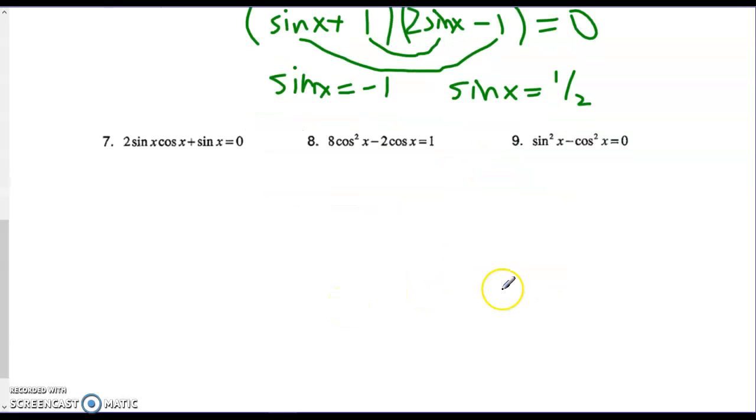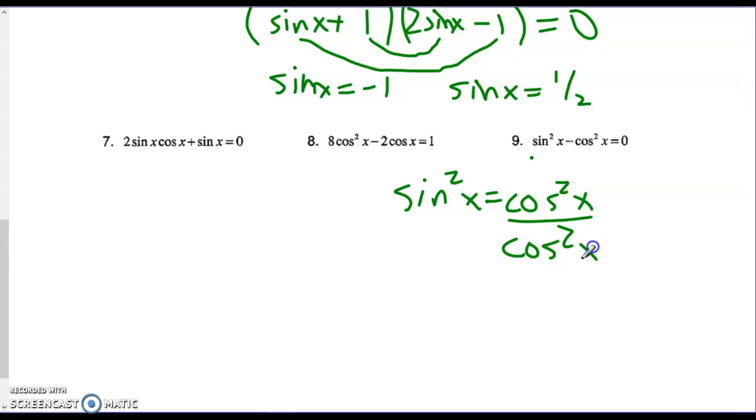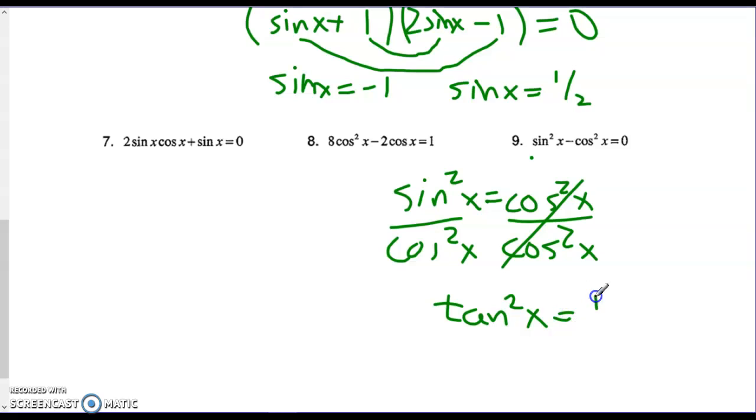And lastly, I'm going to look at number 9, which is the sine squared of x minus the cosine squared of x. What I can do is add the cosine squared of x to both sides. The reason I'm doing this is there's something clever we can do here: if we divide both sides by the cosine squared of x, we get the tangent function. We get tangent squared of x is equal to 1, because remember, if you have a term over the same term, that reduces to 1.